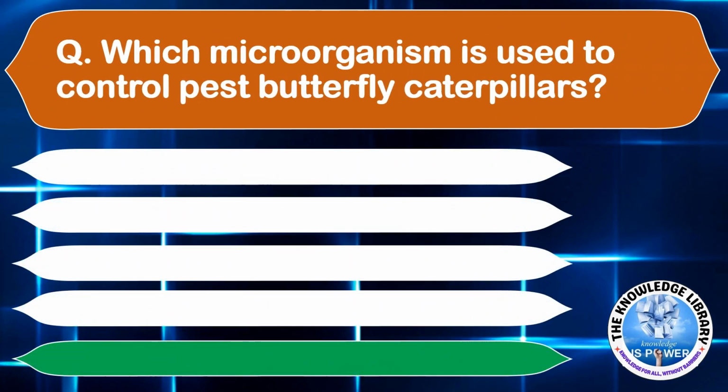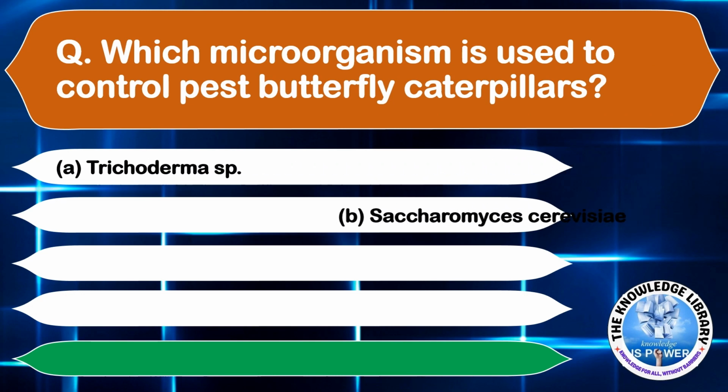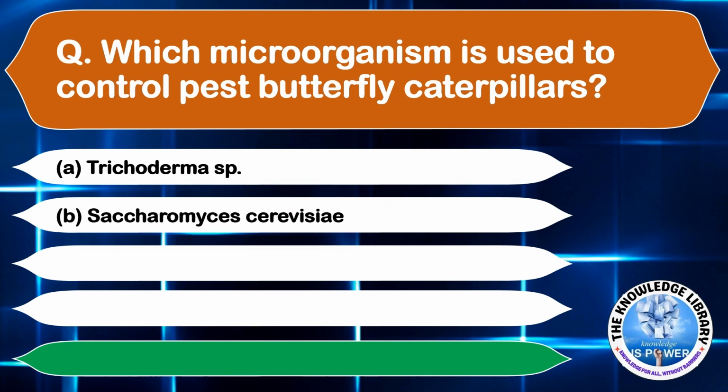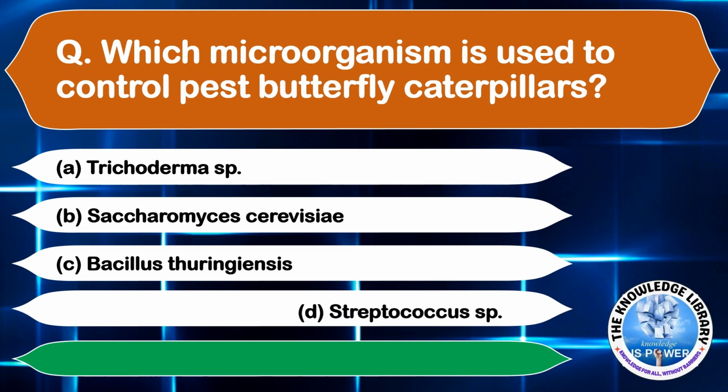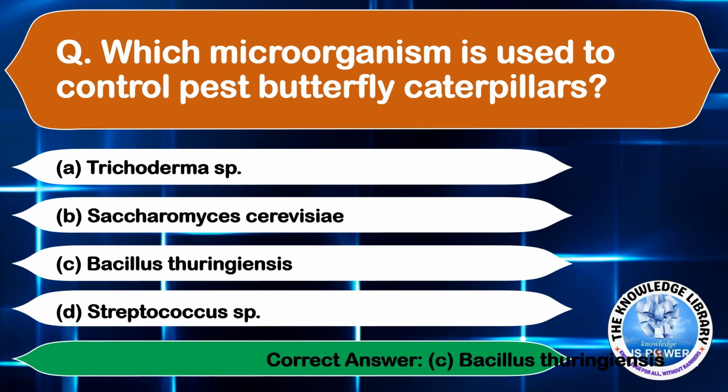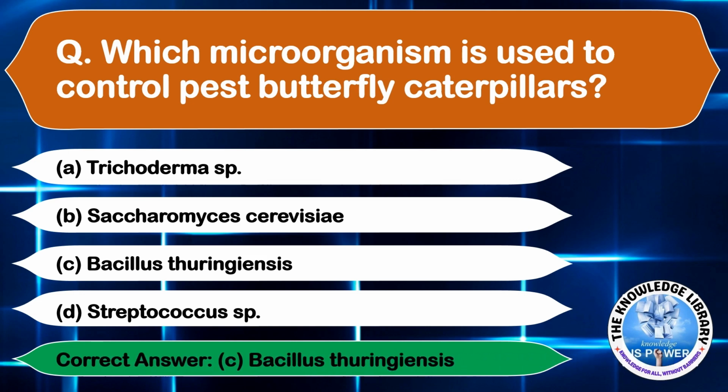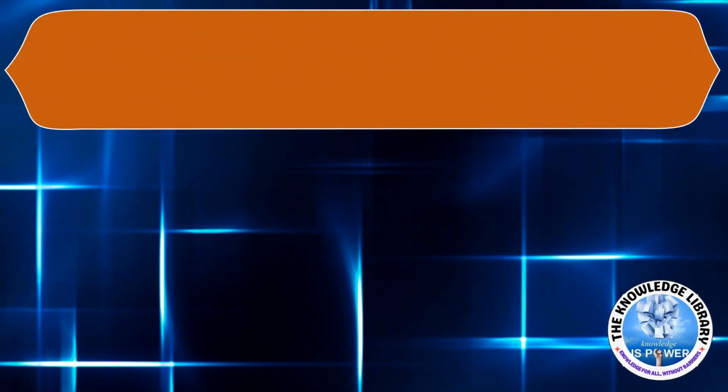Which microorganism is used to control pest butterfly caterpillars? Option A, Trichoderma. Option B, Saccharomyces cerevisiae. Option C, Bacillus thuringiensis. And option D, Streptococcus. The correct answer is option C, Bacillus thuringiensis. Moving on to the next question.